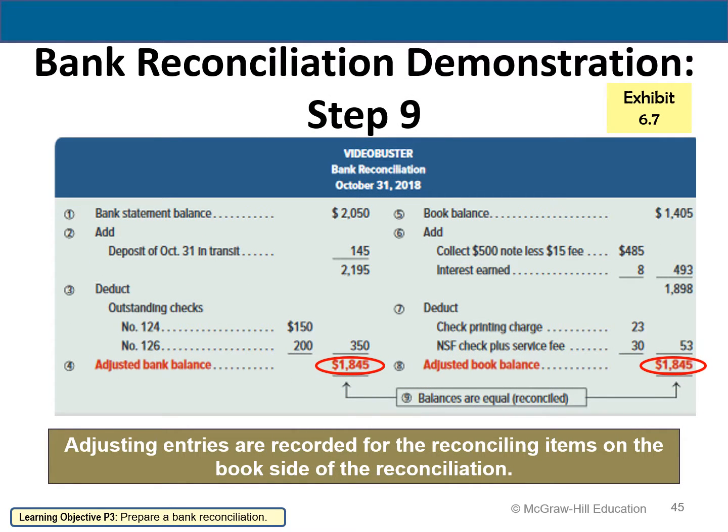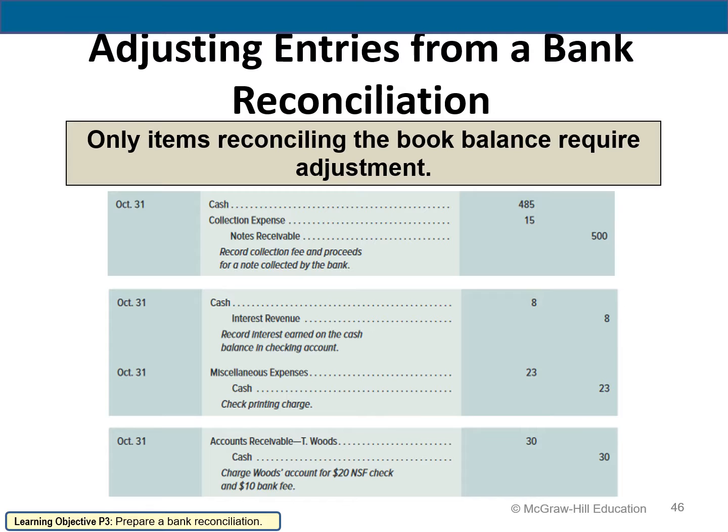All right, so step 9 would be to make sure that your balances are reconciled, as in they equal, right? And any adjusted entries have to be recorded for the reconciling items on the book side of your bank reconciliation. So here are some examples from the previous slide, how we would record those entries. So there was a collection expense to record collection fee and proceeds for a note that was collected by the bank. So the note collected a $500 note receivable, so we need to reflect that on our books. We need to reflect the collection expense and the net cash that's received.